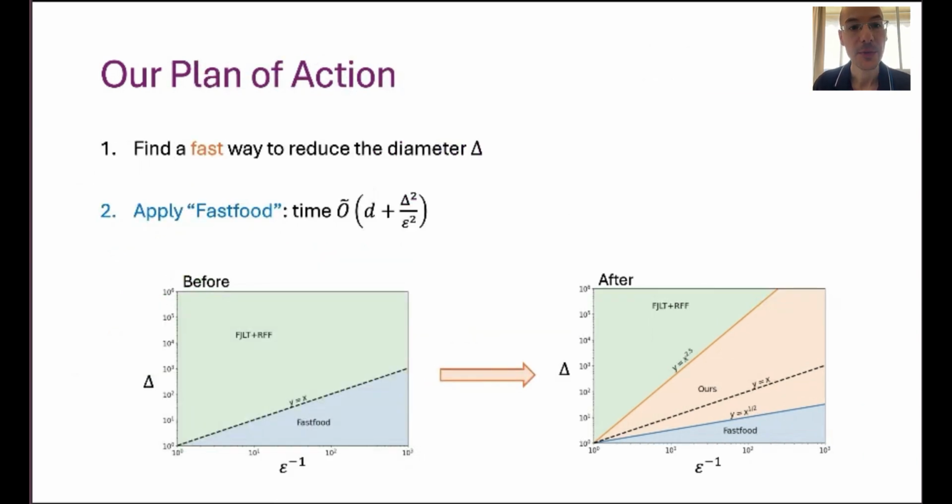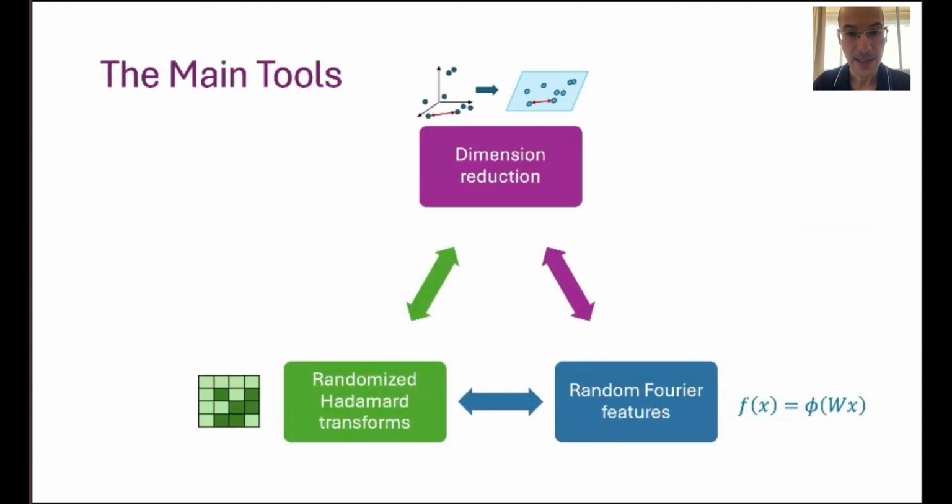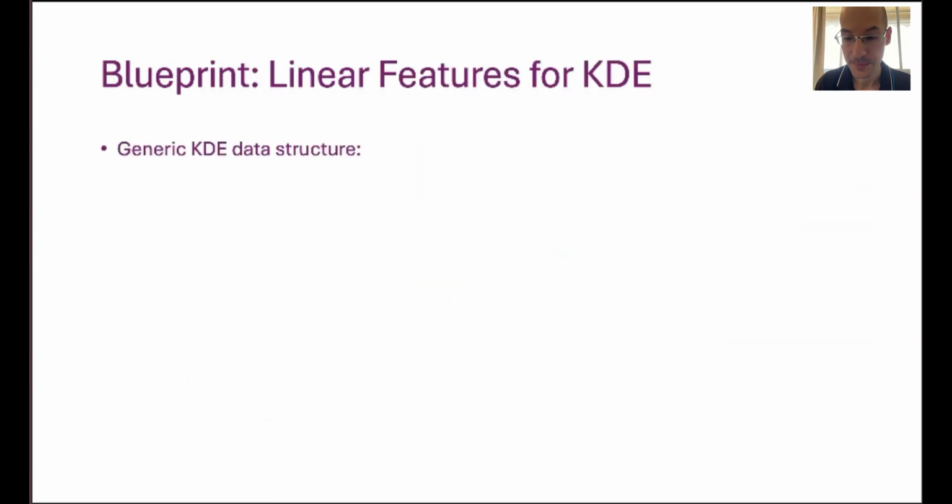Our plan of action is going to be to find a fast way to reduce the diameter, and then we can apply FastFood as a black box, because in a sense, its only weakness is the dependence on the diameter. And the main tools we are going to use for that are dimension reduction, random Fourier features, and randomized Hadamard transforms. So let's start with the blueprint for KDE.